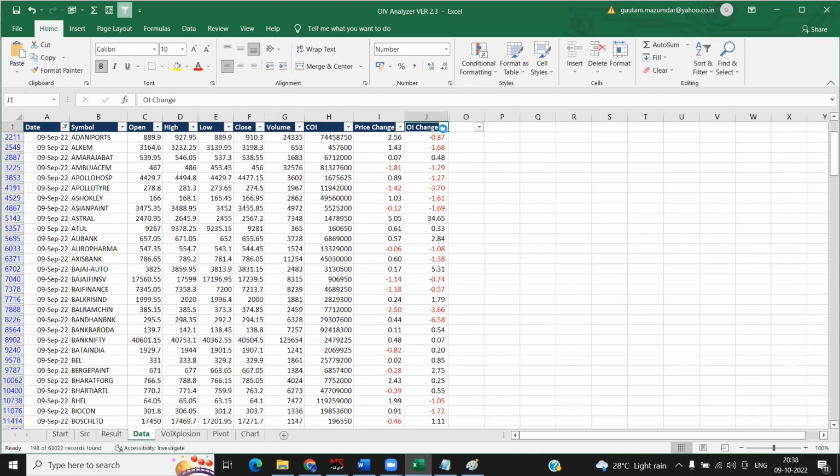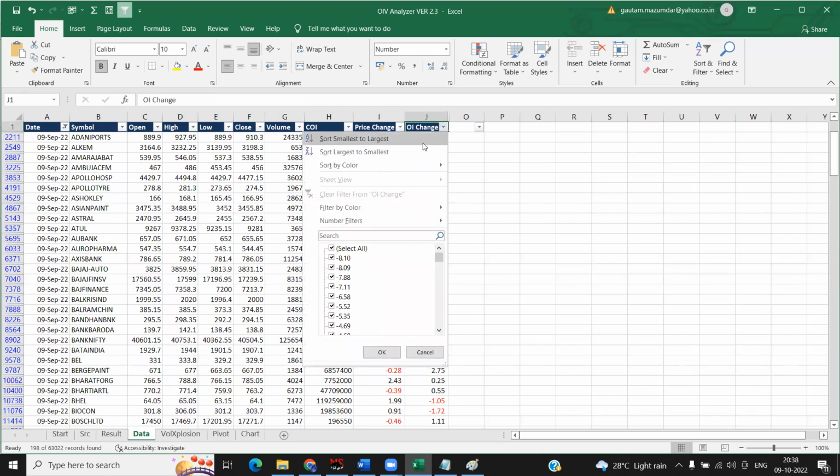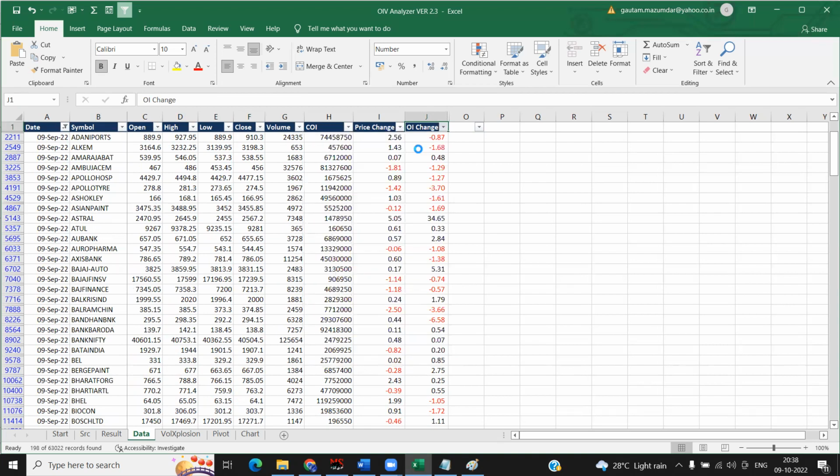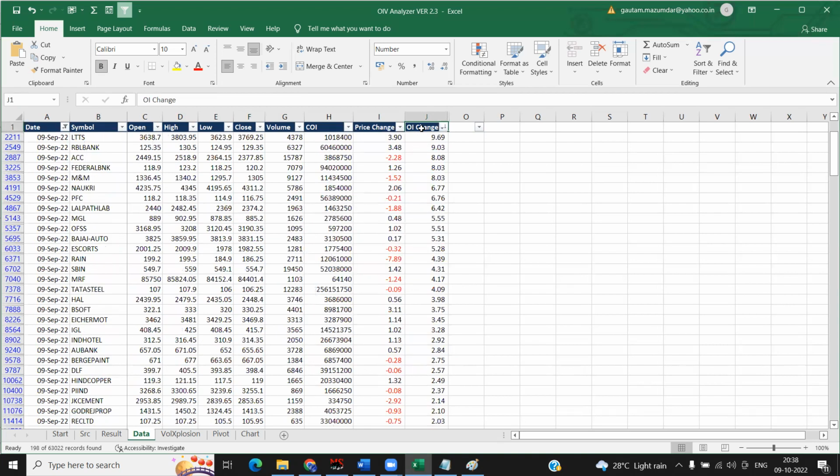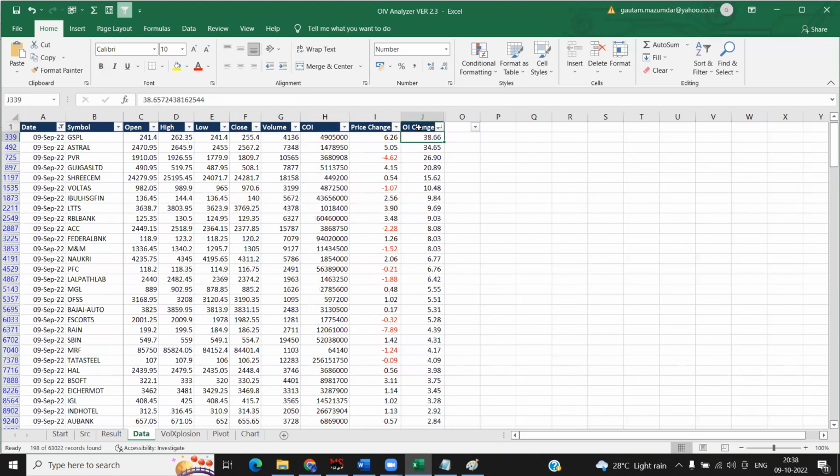Then I go to OI change and sort from largest to smallest, so the largest one is at the top and the smallest one is at the lower side. GSPL, with a 6% rise, has had open interest increase by 38%. Whenever such a high open interest buildup takes place in one day, you have to be extremely careful.